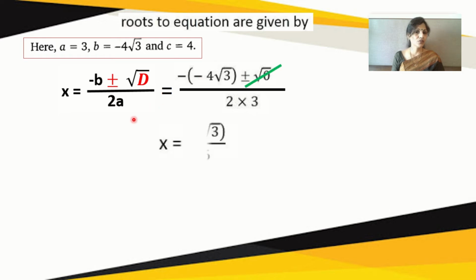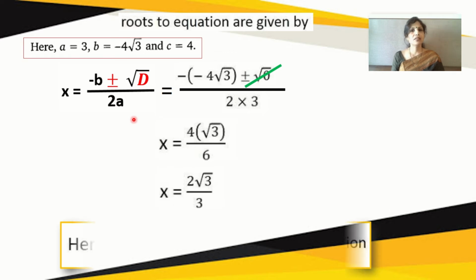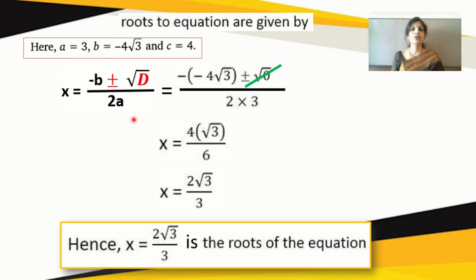You can reduce this: 2 2s are 4, 2 3s are 6. So we are left with 2 root 3 upon 3. Suppose I had written plus 0 and minus 0, 0 doesn't have any value. So actually we have only one root, or you can write that the given quadratic equation has equal roots, and x is equal to 2 root 3 upon 3 is the root of the given quadratic equation.